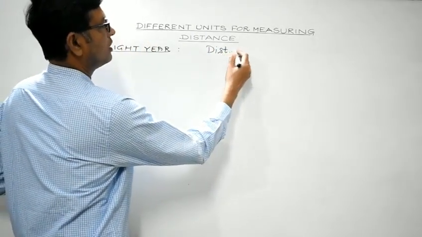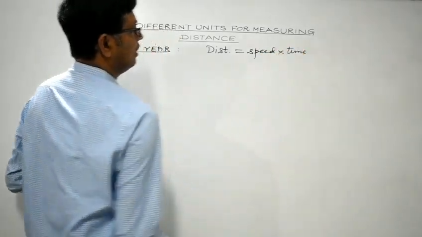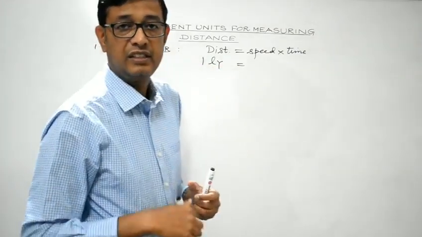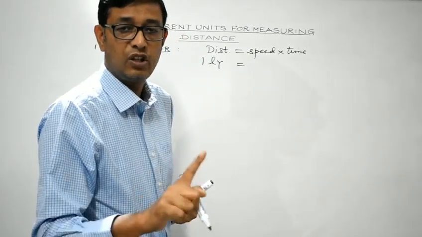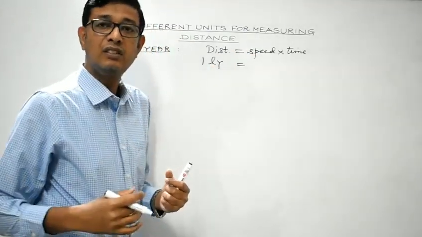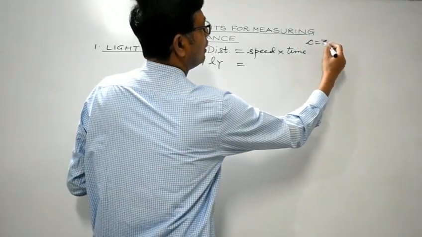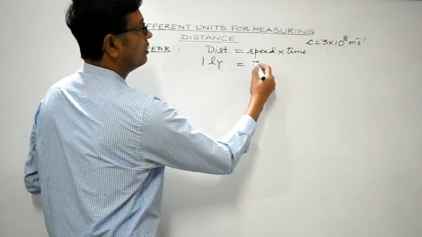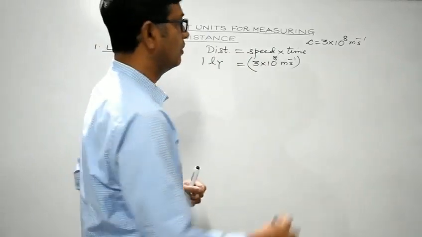We are aware of this formula: distance is equal to speed multiplied by time. Light year, as per the definition, is the distance covered by light in air or vacuum during the interval of 1 year, right? In air or vacuum, the light travels with speed of c, which is 3 into 10 raised to power 8 meter per second. So let's substitute the value over here. This is the speed of light in air or vacuum.